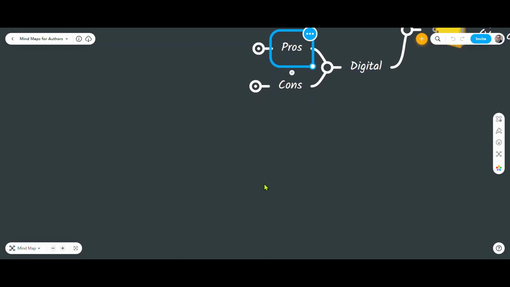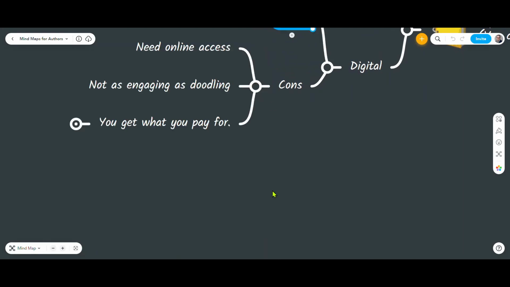The cons of digital mind maps are that you need online access. It is not as engaging as doodling by hand, so it's more like work. It's not as much fun in some ways. In some ways, because it's easier, it might be more fun to you.